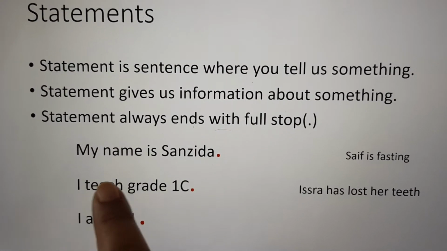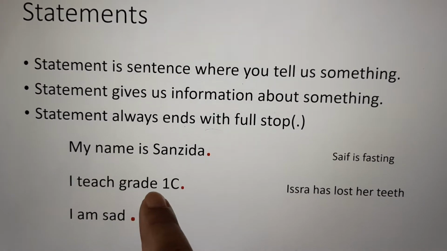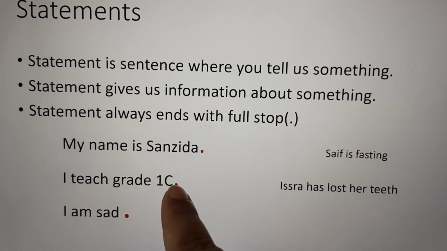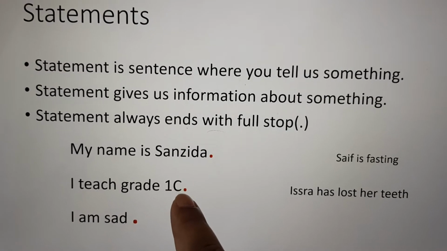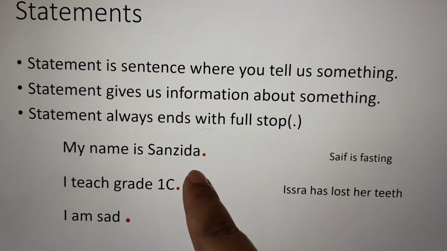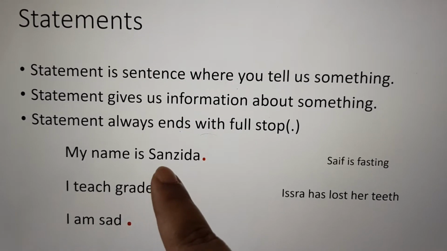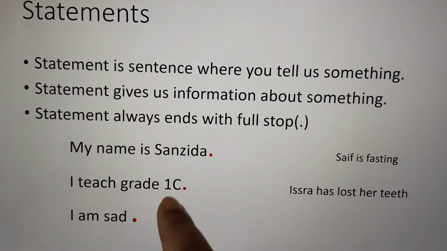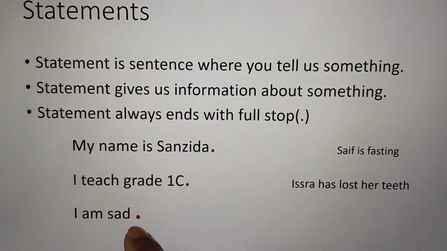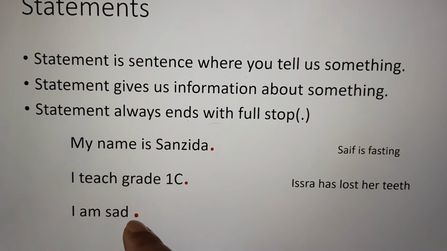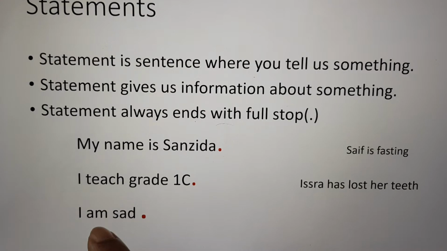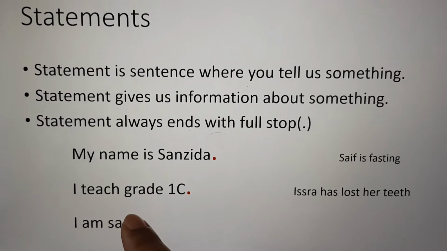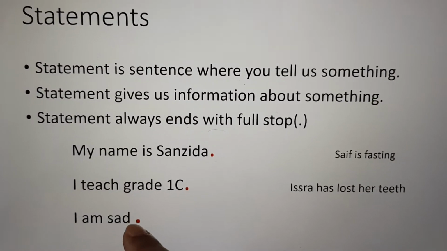Second statement, I teach grade 1C. So I am giving you information about what I do. I teach grade 1C. When I finish, I put what? I put a full stop. So when your sentence is finished, when your statement ends, you need to put a full stop, always, in every sentence. I am sad. So I am telling you what I am feeling. I am feeling sad. Okay. When I finish that, I put a full stop. So a statement always ends with a full stop.